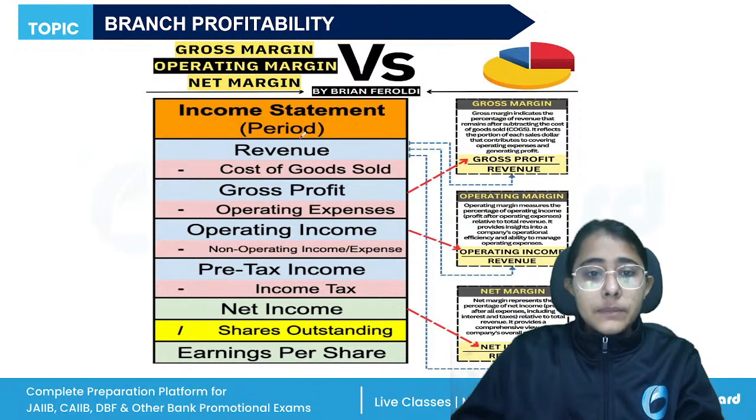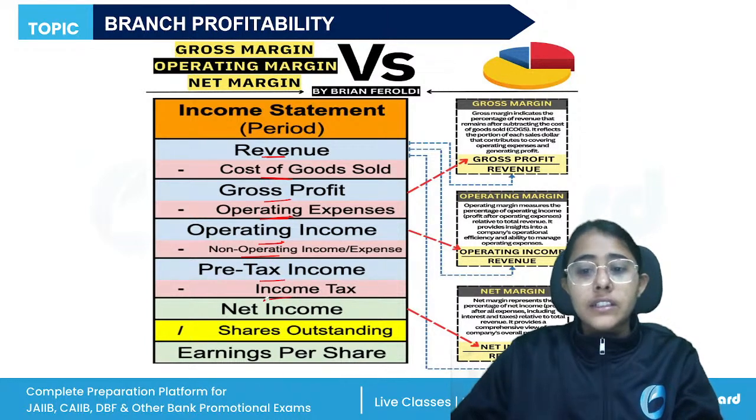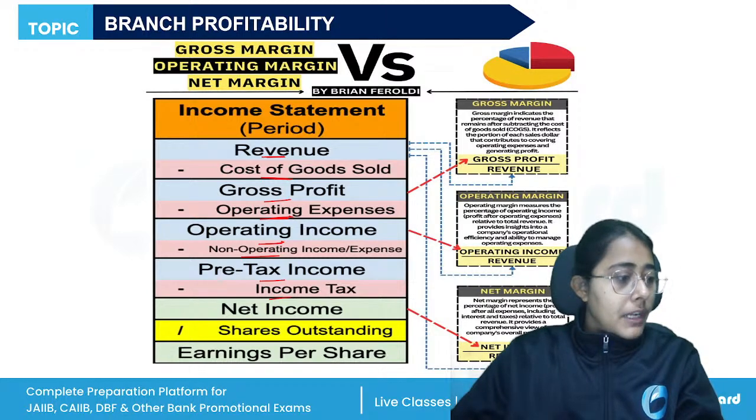So from the income statement below that, we have the cost of revenue, minus the cost of goods sold, will give us the gross profit. Subtract from it the operating expenses, which will give us the operating income. From that, we subtract the non-operating income or expenses to get pre-tax income, minus the income tax. Finally, we will arrive at the net profit or net margin.